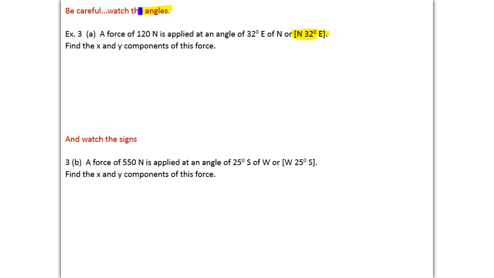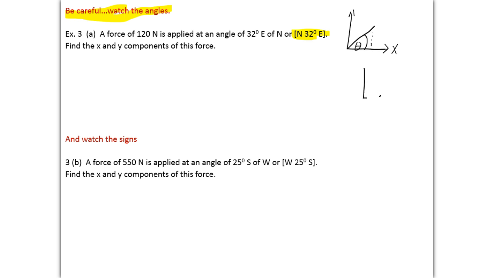You're given a caution here. Be careful, watch the angles. There's a reminder I'll give you. You may have forgotten this from trigonometry. So when you're finding sine and cosine of an angle, that angle, you're always referring back to the angle that's closest to the x-axis.